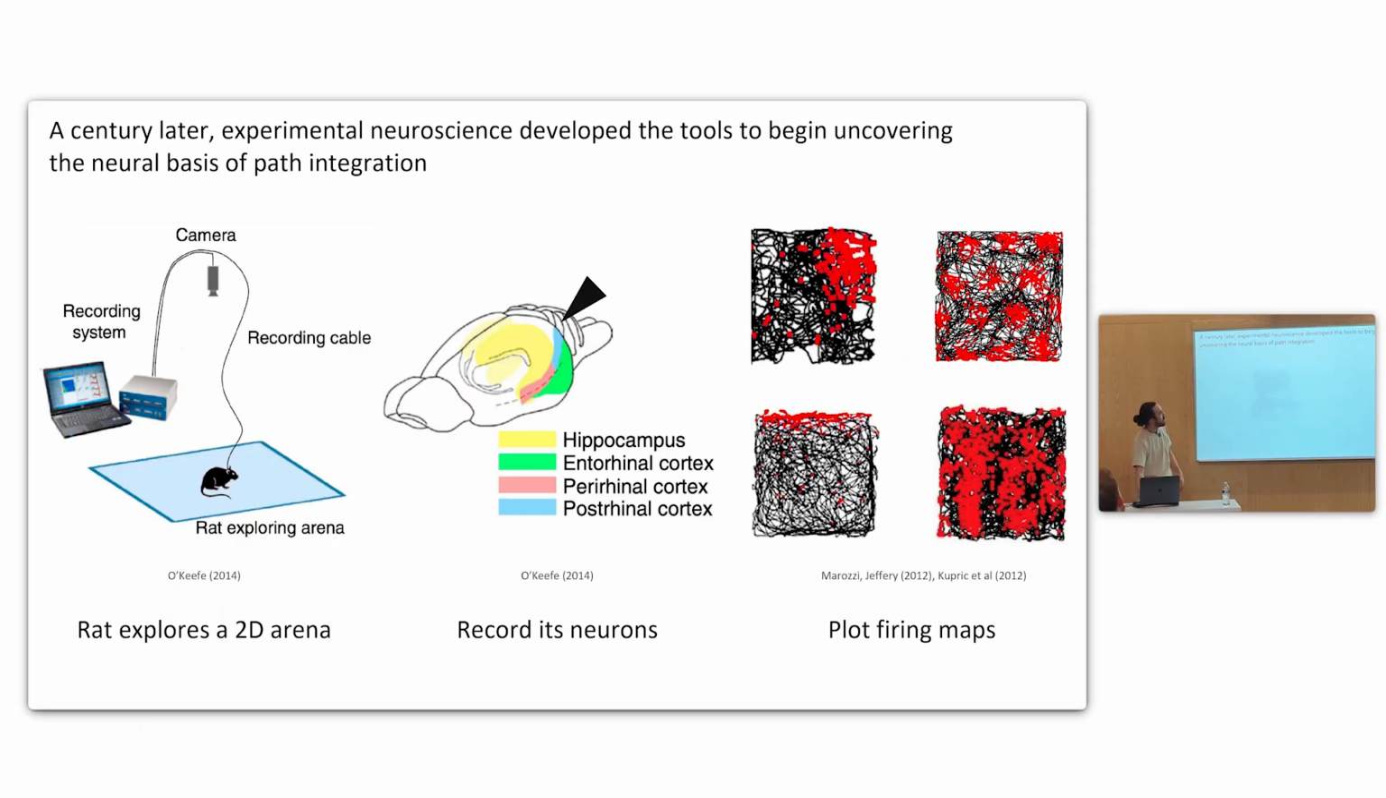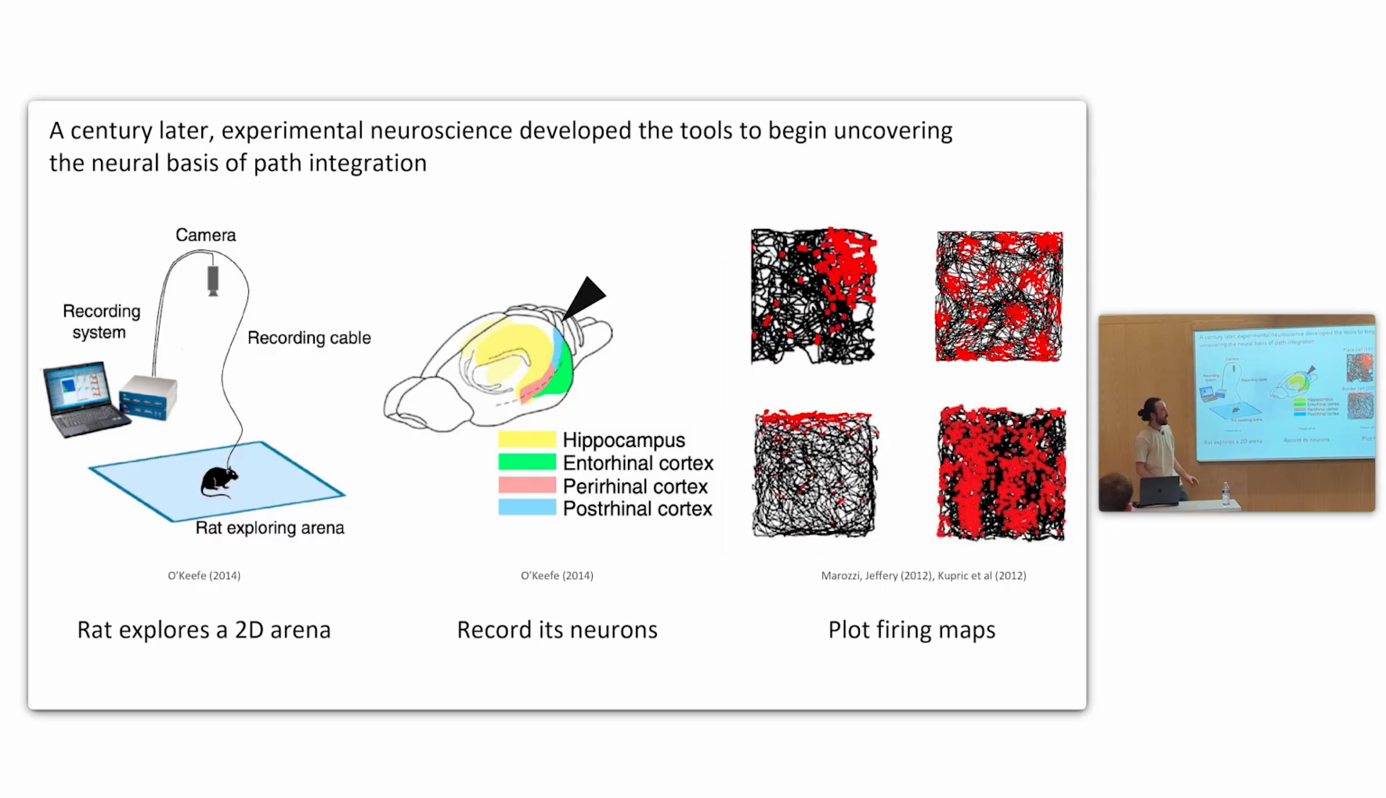And then in the 70s and to now, we've developed the experimental tools to start to uncover the neural basis of this ability. So literally, rats moving around an arena, with things on their head recording neurons in different parts of the brain, hippocampus, entorhinal cortex.